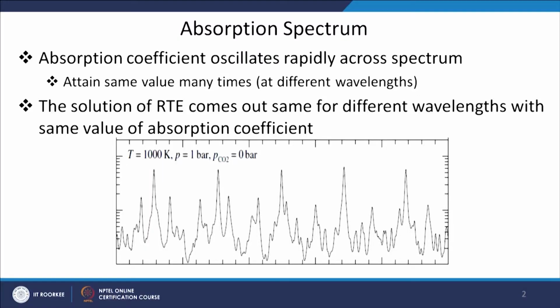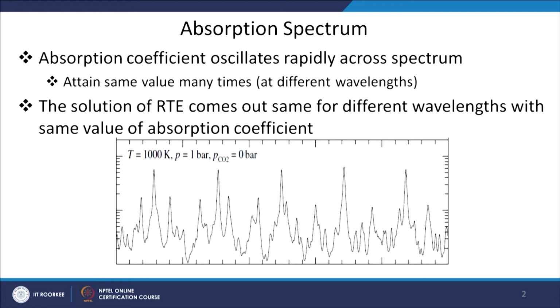So, the first thing that you should observe is the spectrum. On this slide you see a spectrum of carbon dioxide at atmospheric pressure and 1000 Kelvin, typical of combustion applications, and what you see is basically a small range of wavelengths. There will be a large number of bands and lines. What you see is a small part of the spectrum, a narrow band rather, and you see that the absorption coefficient goes up and down very erratically and continuously. So, it is called an erratic spectrum.